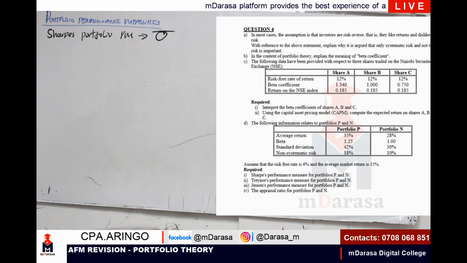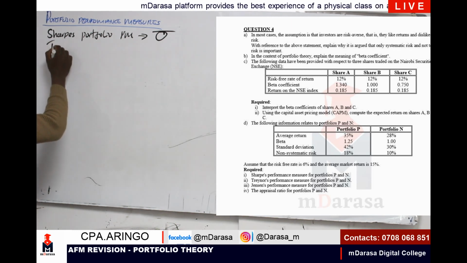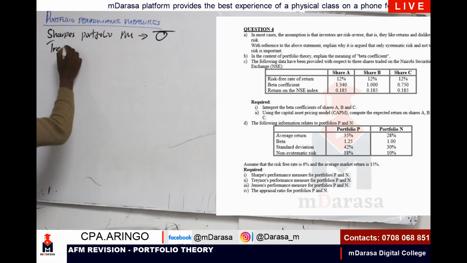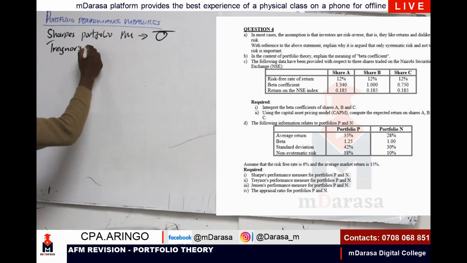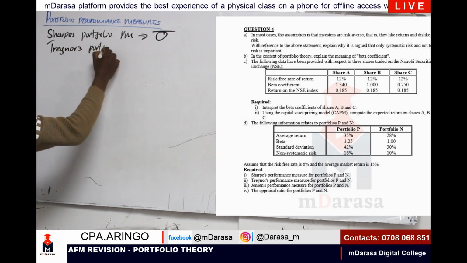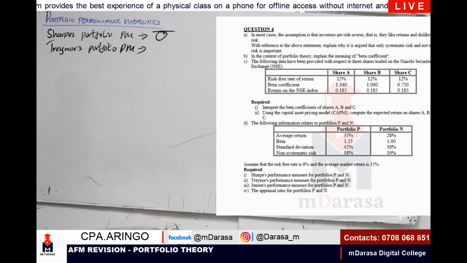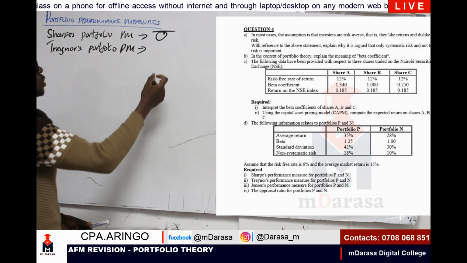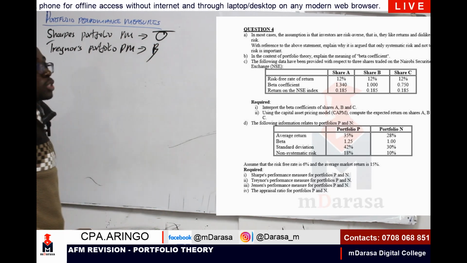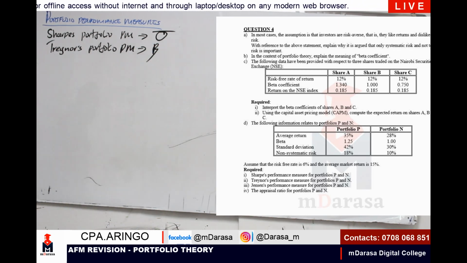Number two is Traynor's method, Traynor's portfolio performance measures. For Traynor's, we normally look at the risk premium per unit of beta. So this one is measured by beta: risk premium per unit of beta.